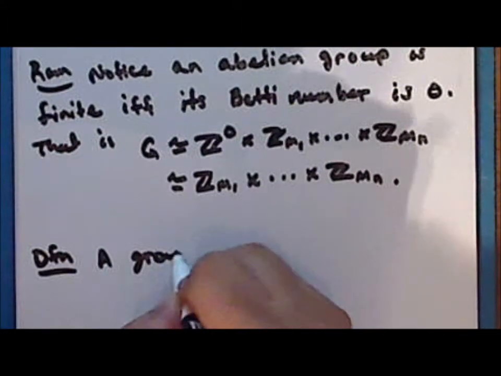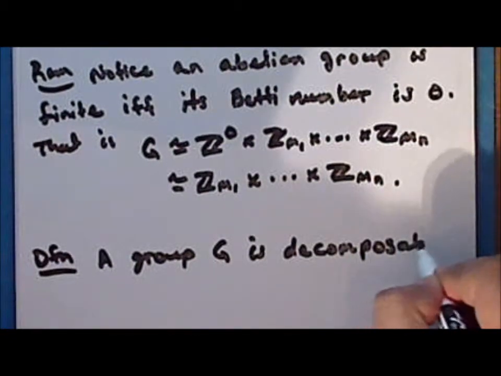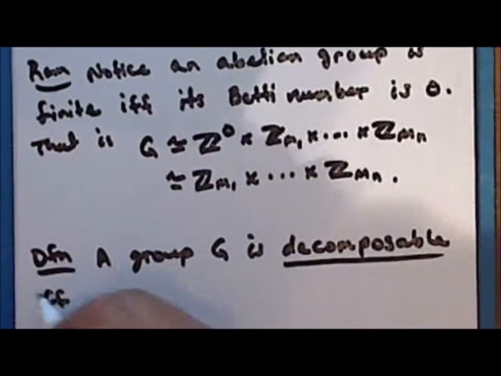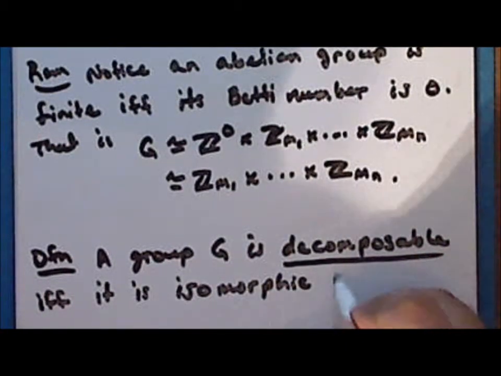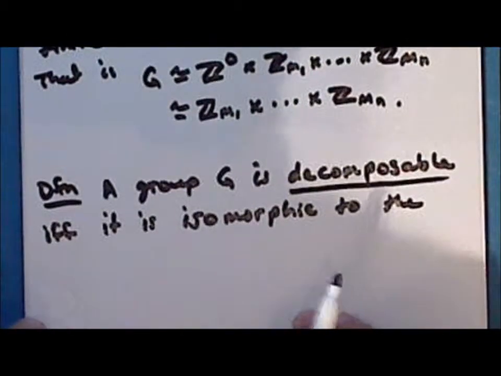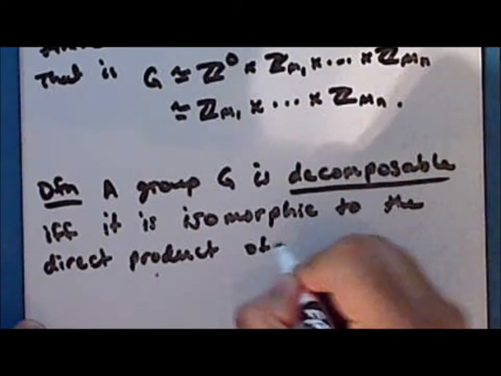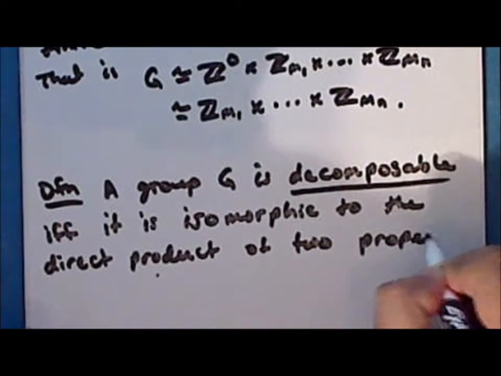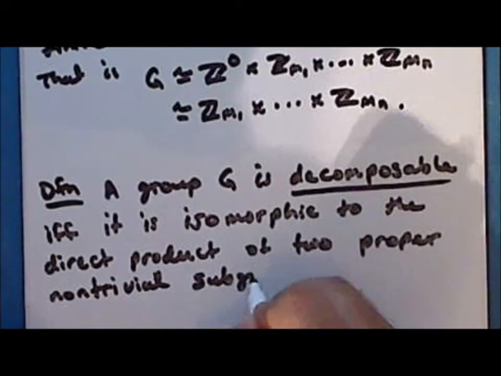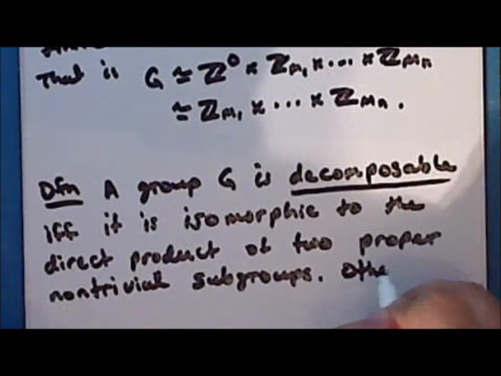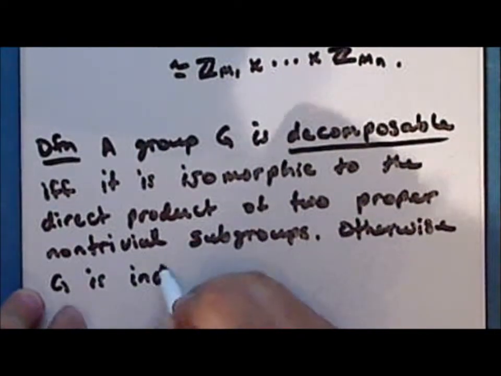Now, a group G is decomposable if and only if it is isomorphic to the direct product of two proper non-trivial subgroups. Otherwise, the group is indecomposable.